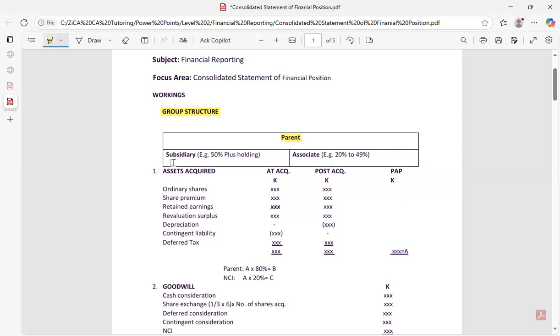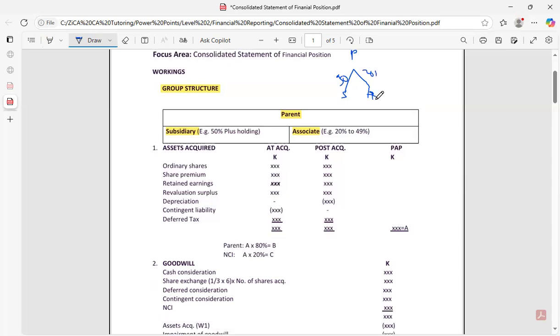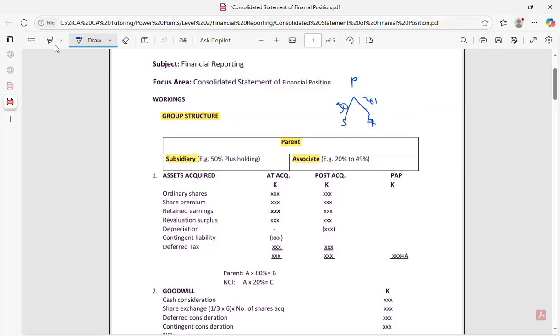Again, just like in the statement of profit or loss, we begin with the group structure. You've got the parent, then the subsidiary, which is 50% plus, and then the associate, which is 20% to 49%. You need to write this group structure using a V: the parent here, the subsidiary there, the associate there, then 50% here, and maybe 20% there. I know it's not very well represented, but that's how you're supposed to do it.